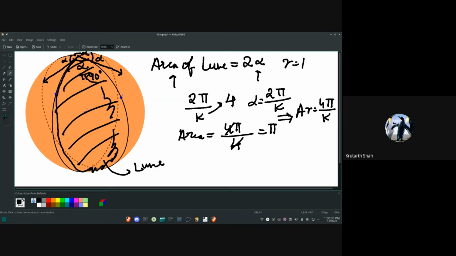So these are not counted, but when we split them, they split equally. So the angles are equal, which is pi by 2, and the areas also get split evenly. So the area becomes 4 pi by 4, which is pi. So for a lune of angle pi by 2, we have area pi.